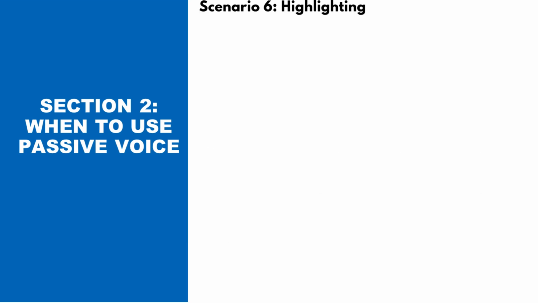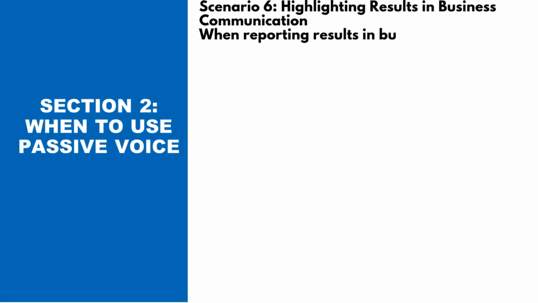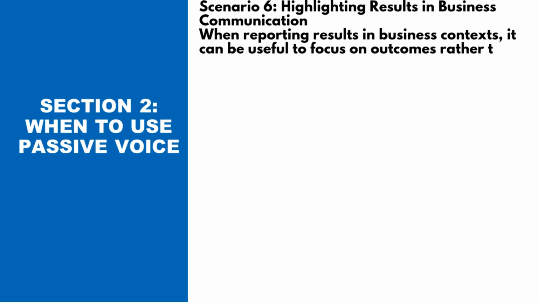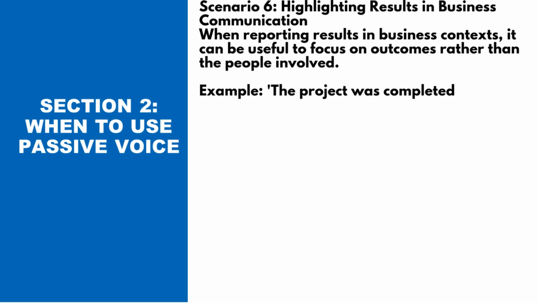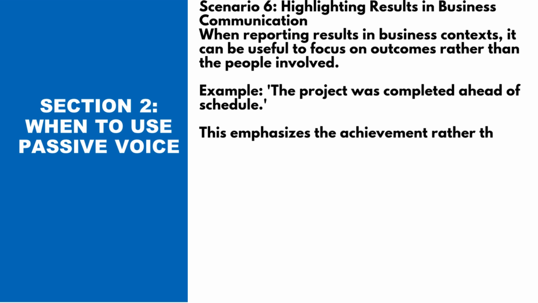Scenario 6. Highlighting results in business communication. When reporting results in business context, it can be useful to focus on outcomes rather than the people involved. For example, the project was completed ahead of schedule. This emphasizes the achievement rather than who completed it.